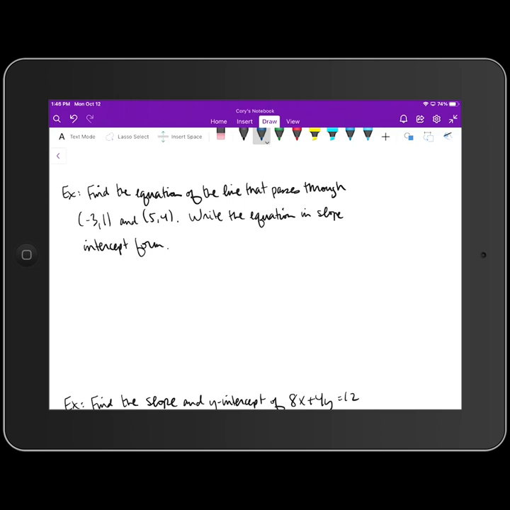Okay, so first thing I have to determine here is what is the slope of the line that contains those 2 points. So I'm going to call my first point x sub 1 comma y sub 1, second point x sub 2 comma y sub 2. And then I'm going to plug that into my slope formula, which is y2 minus y1, which is going to be 4 minus 1, over x2, which is 5, minus x1, which is negative 3. So we get 4 minus 1, which is equal to 3, over 5 minus negative 3, which is the same thing as 5 plus 3, which is equal to 8.